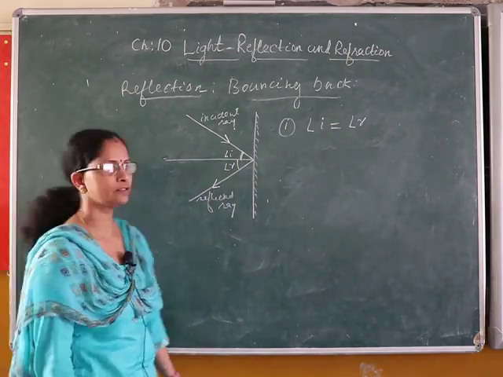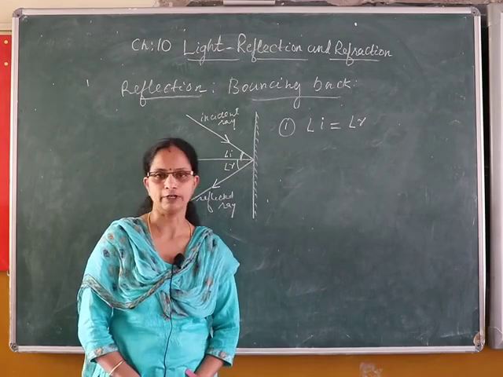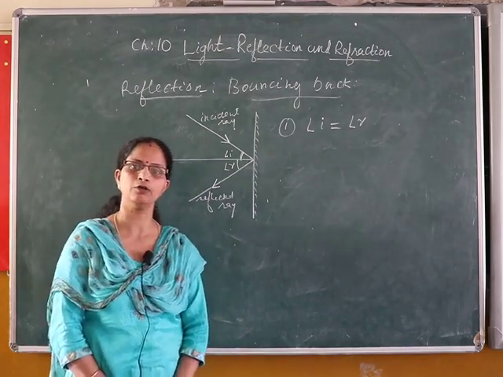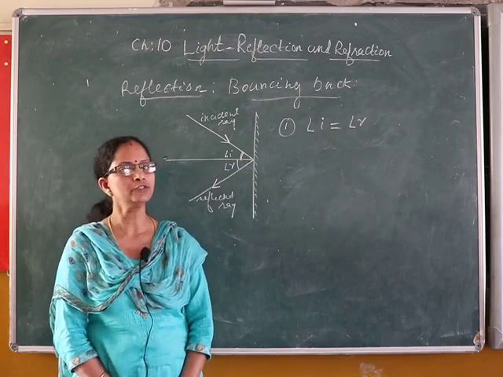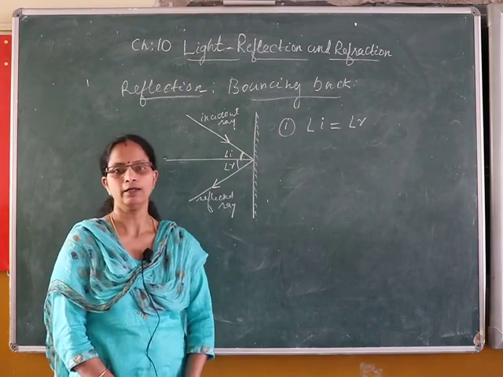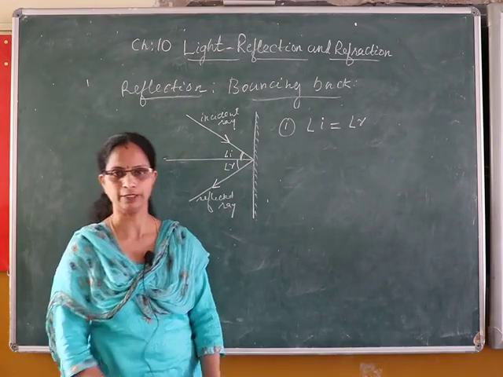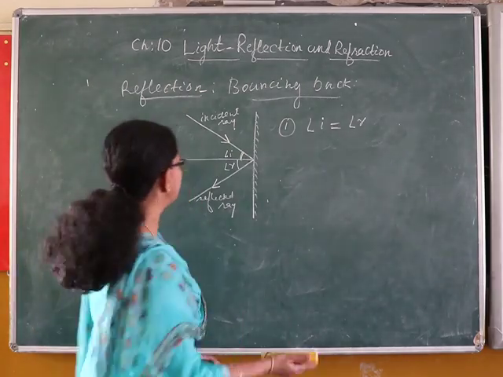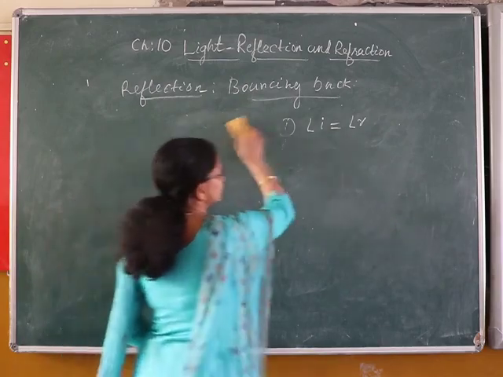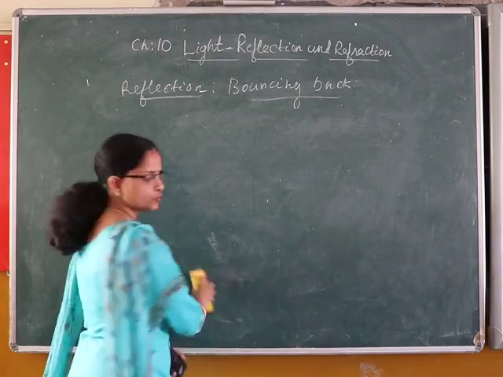So it always lies in the same plane. These are the two laws of reflection. The first law states that angle of I is equal to angle of R, and the second law states that the incident ray, the reflected ray and the normal lie in the same plane. So all the light rays undergoing reflection obey these two laws.